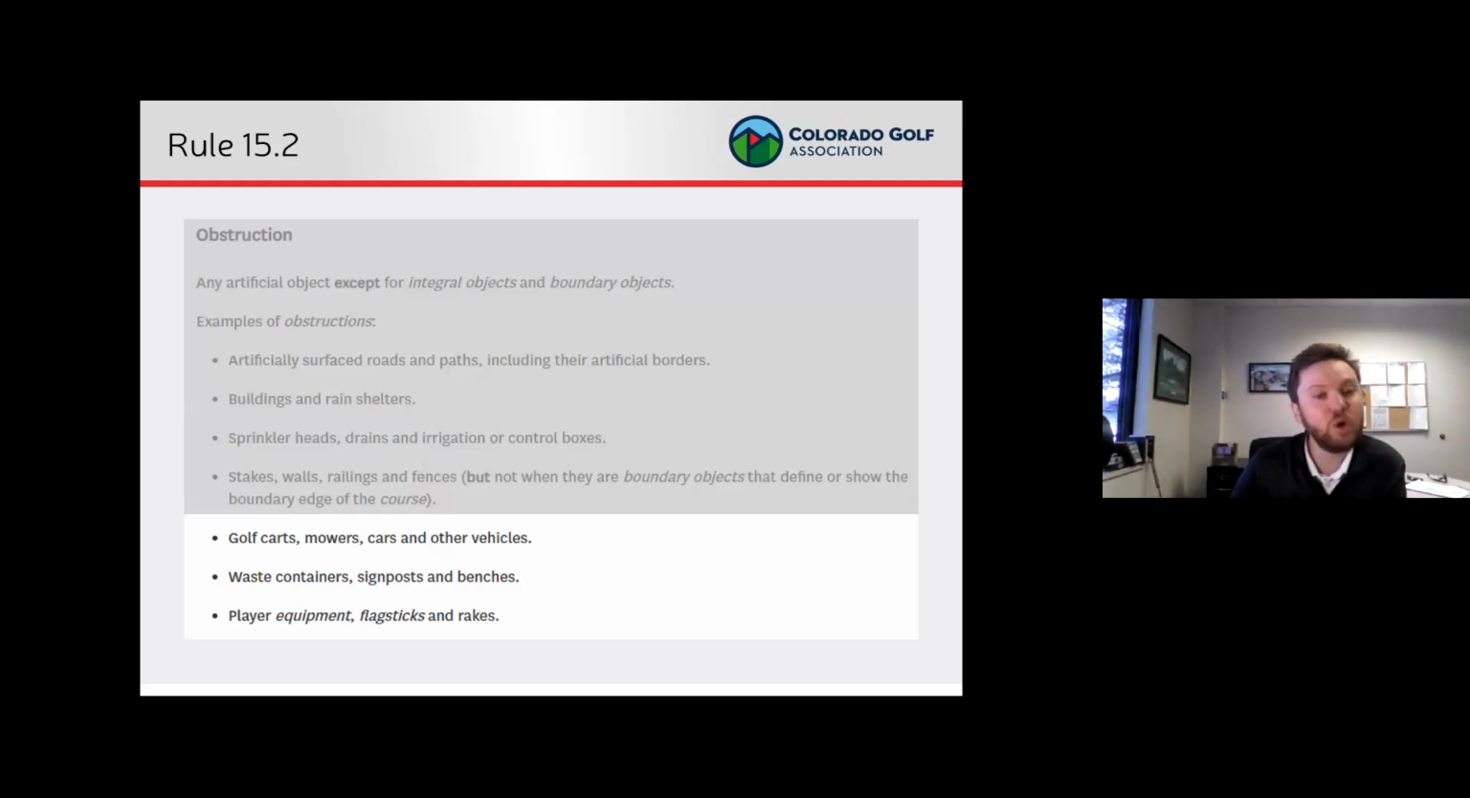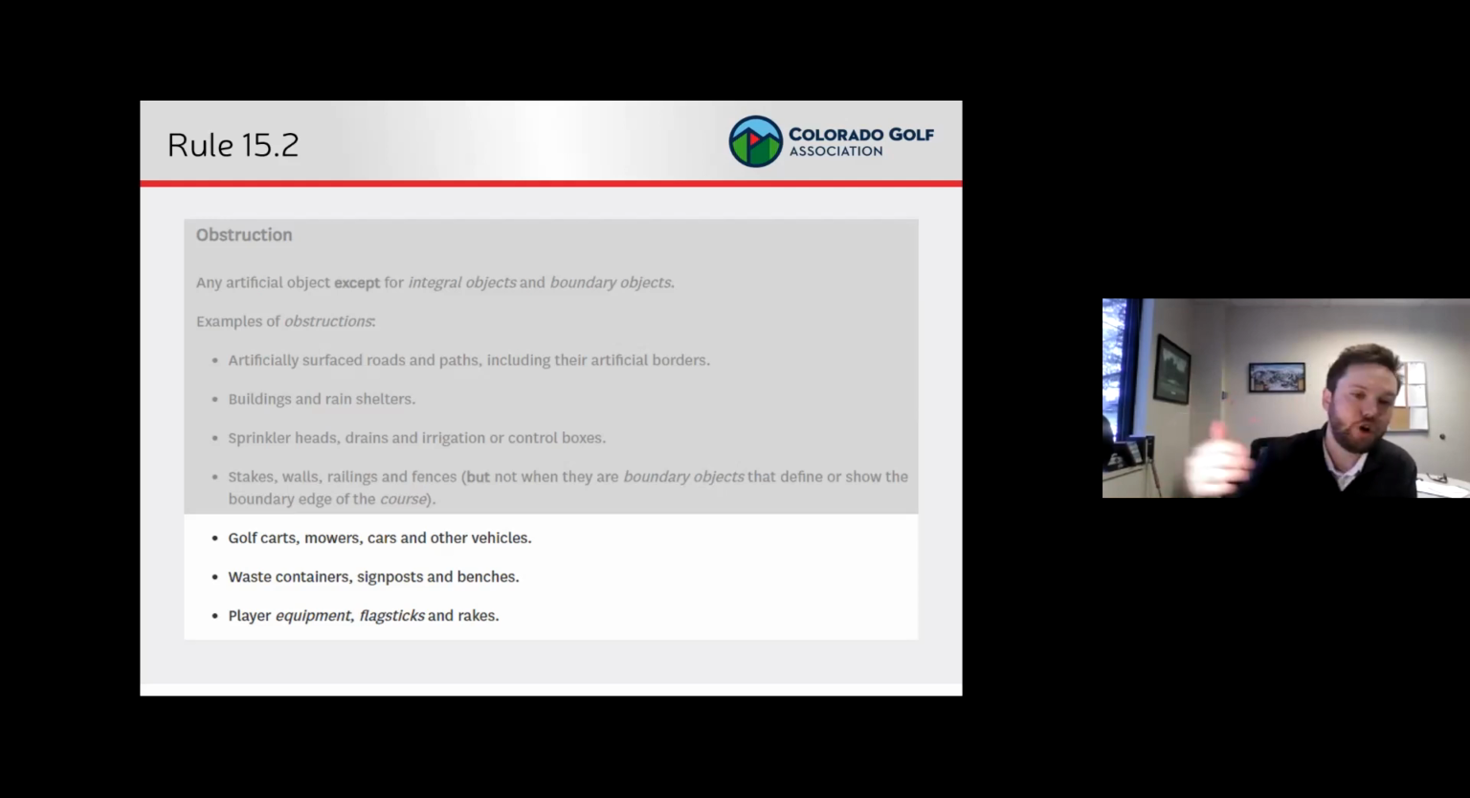But any yellow stakes for a penalty area, or red stakes for a penalty area, or stakes for a ground under repair, or cart stakes that are saying, hey, keep your cart away from here, those are movable obstructions. So really the only stake you can't move is a white boundary object. Otherwise, we know that a penalty area stake is a movable obstruction. We cover that in rule 17 in a couple weeks.